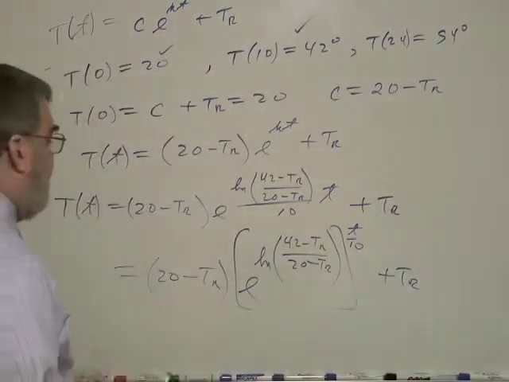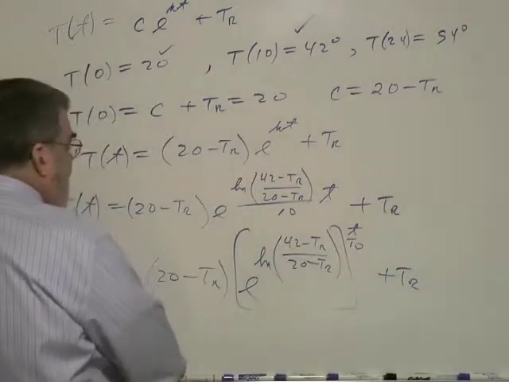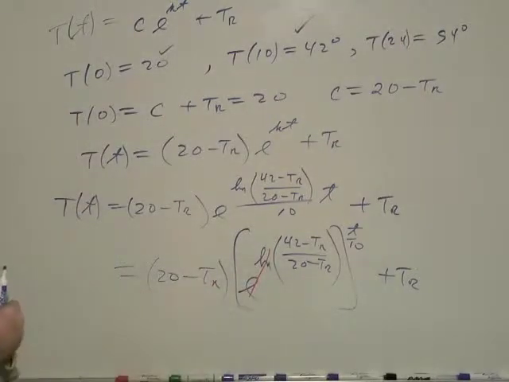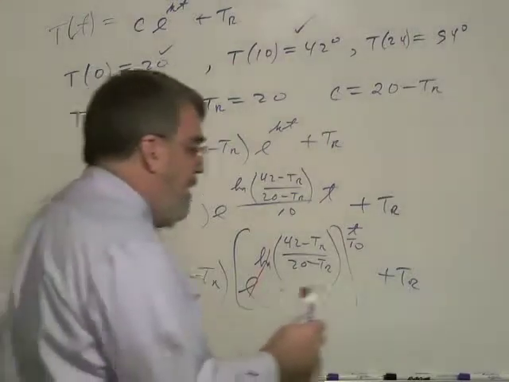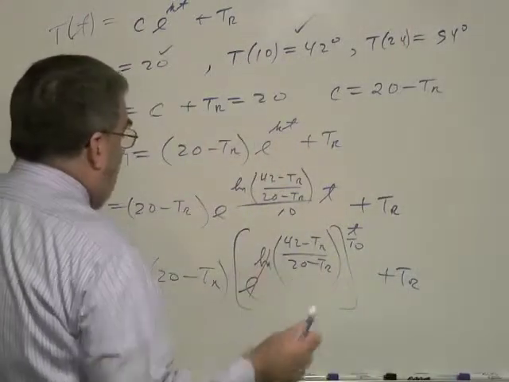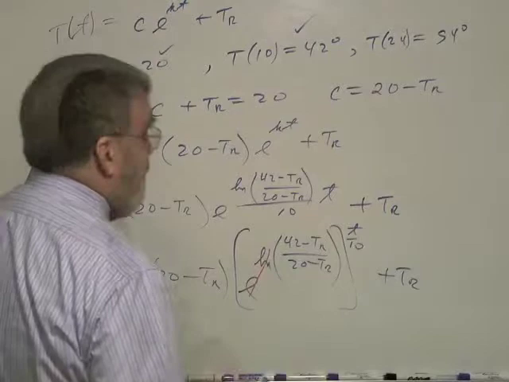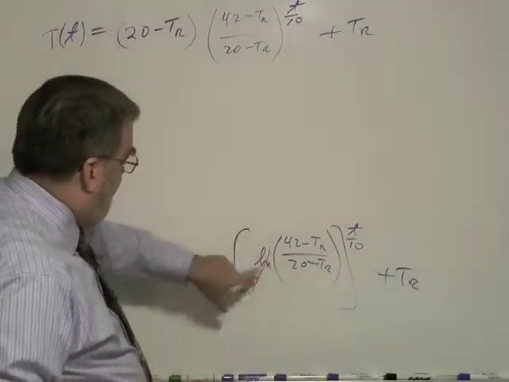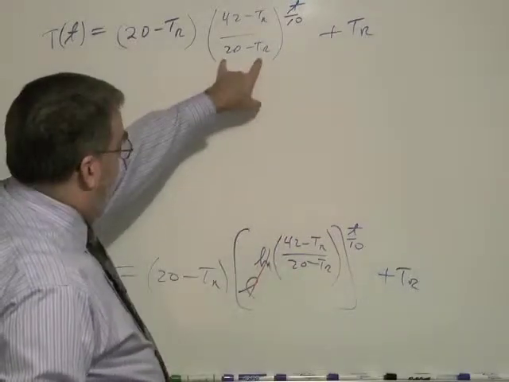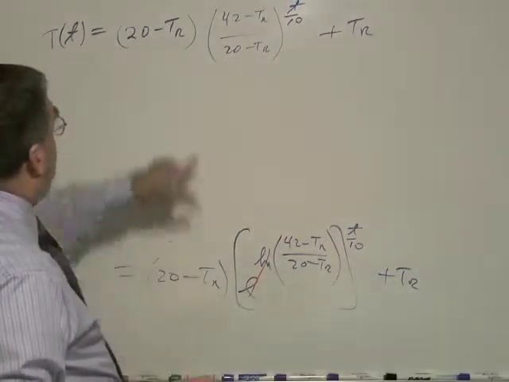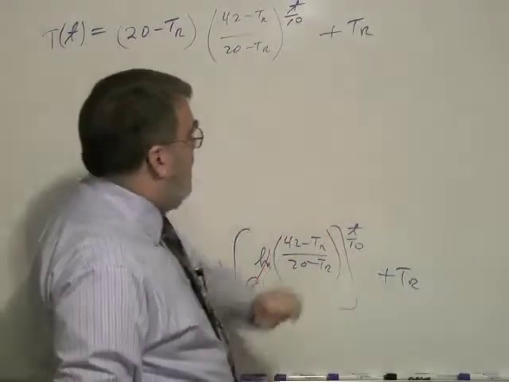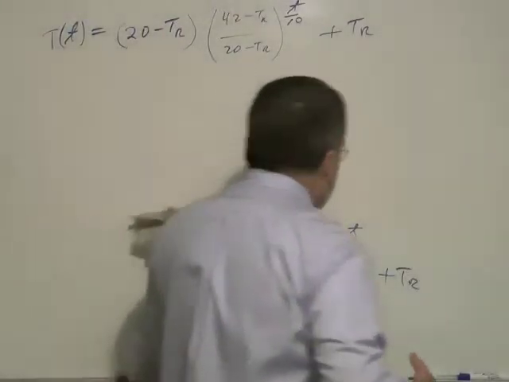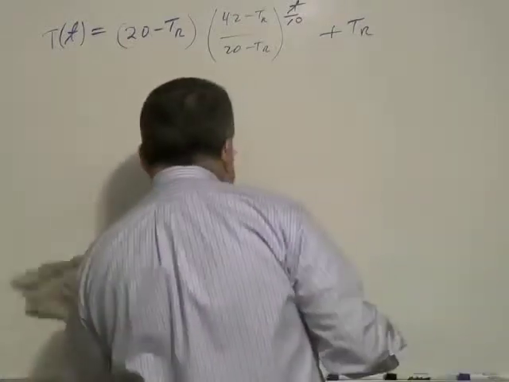That allows us to cancel off part of this mess. Let me erase again and rewrite this. I cancel the e and the natural log here, and I have this parentheses raised to t over 10, times (20 minus Tr), plus Tr. That's our function. Now, we haven't plugged in the last condition, which is 24 minutes.